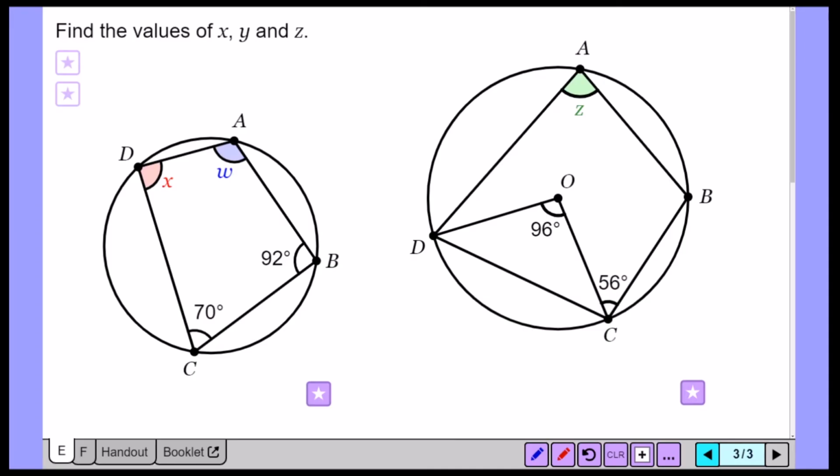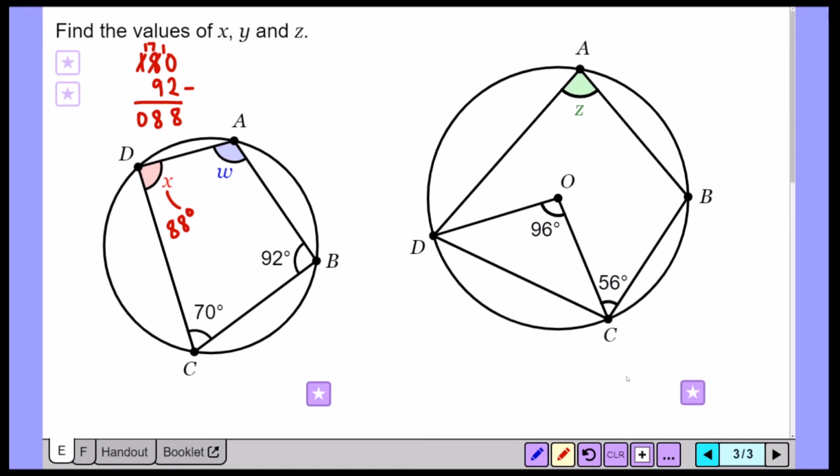So let's have a look at a couple of examples of how to apply this. In my first example, I'm asked to find angles W and X. I know because we've got a cyclic quadrilateral that angle X and 92 must add up to 180 degrees. So I can do 180 subtract 92 to work this out. I can start off by borrowing. That gives me 10 take away 2, which is 8, 17 take away 9, which is 8, and 0 take away 0, which is 0, meaning angle X is 88 degrees.